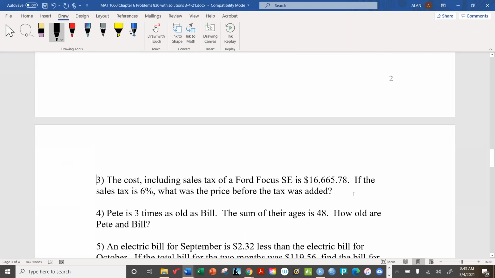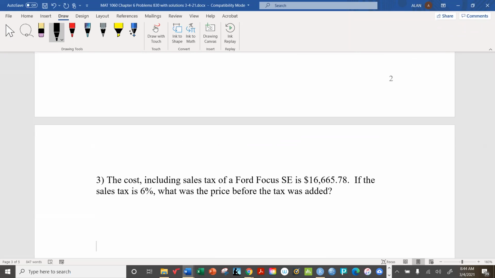Now, this number 3 is a bit of a challenge. You have to treat this one very carefully. The price of the car is $16,665.78, and the sales tax was 6%. So we want to know what was the price before the sales tax was added. The temptation for a lot of people is to subtract 6% of the final price, but it doesn't work that way because the 6% was applied to the original price, not to the final price.